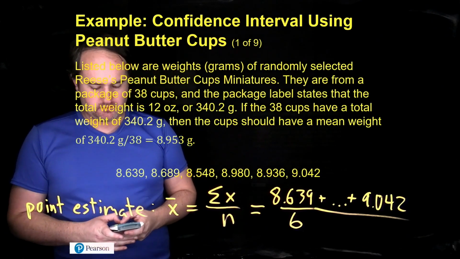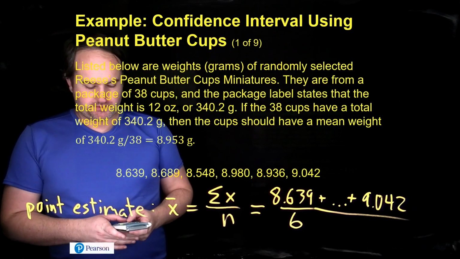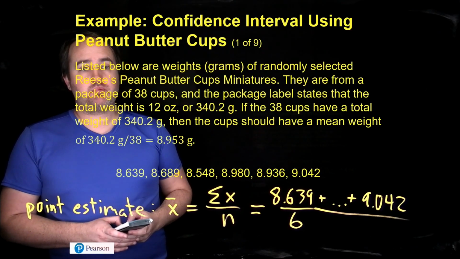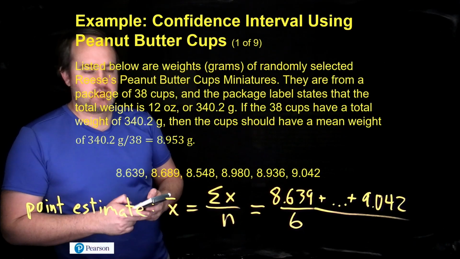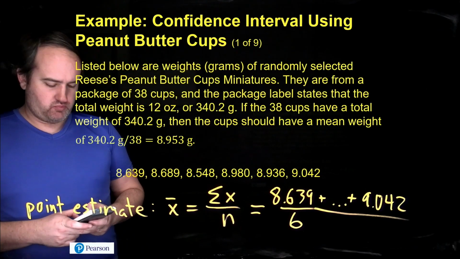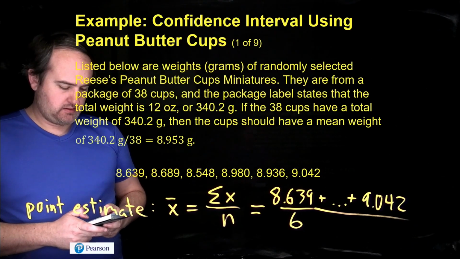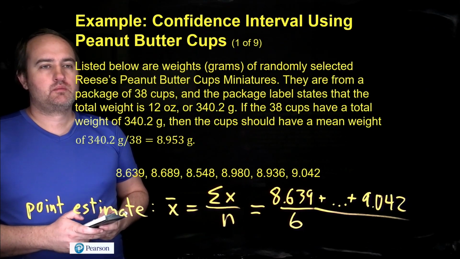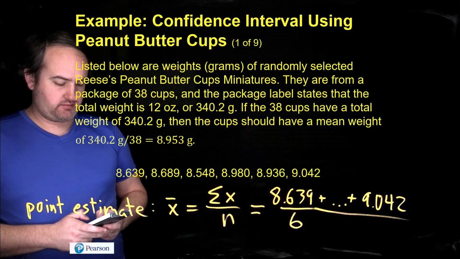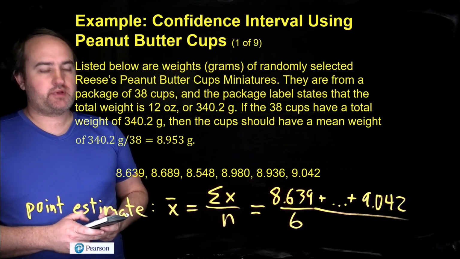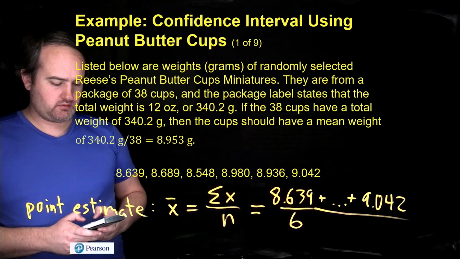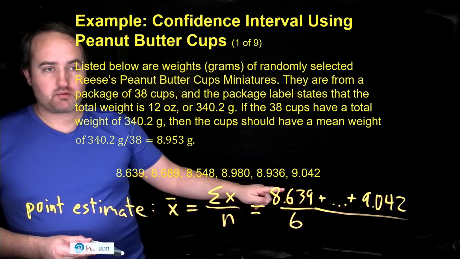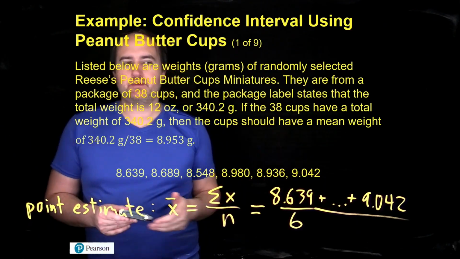Okay, so we're going to add up the numbers first. So 8.639 plus 8.689 plus 8.548 plus 8.980 plus 8.936 plus 9.042. So I got 52.834 after I added up all the numbers in the numerator.